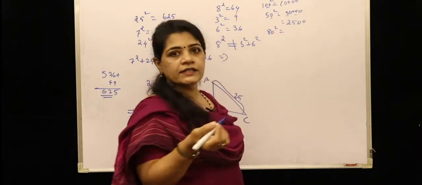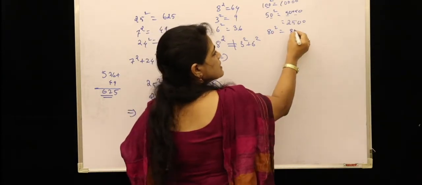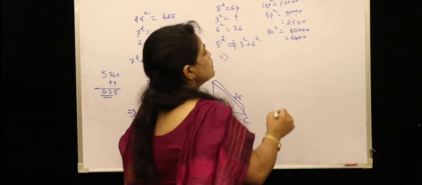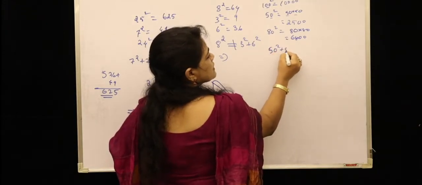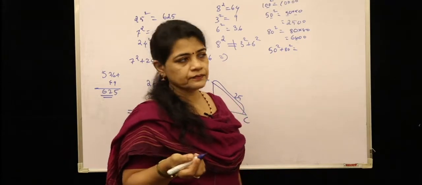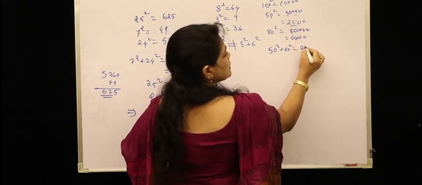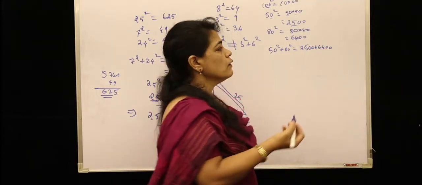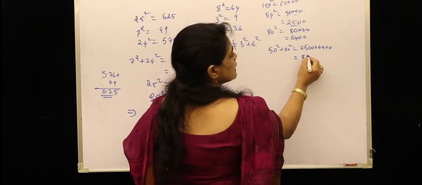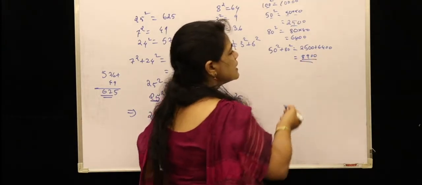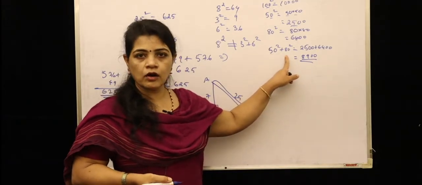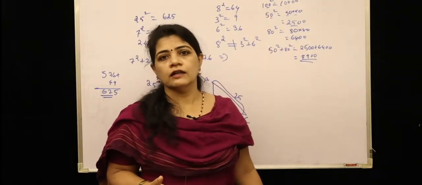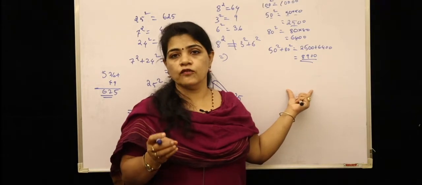And 80 square. The same way, 80 into 80. That means 8 8s are 64, and 00. Now we are going to check whether this 50 square plus 80 square will give you the square of 100. That means here we have 2,500 plus 6,400. See what is the sum, children? That is 8,900. In this case also, the sum of 50 square plus 80 square is not equal to 100 square. That means the given sides will not form a right triangle.